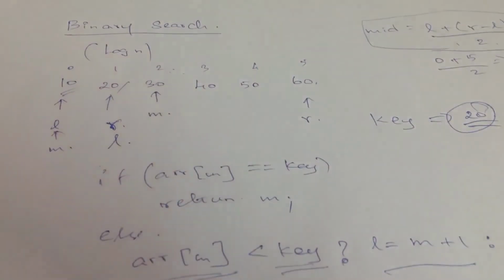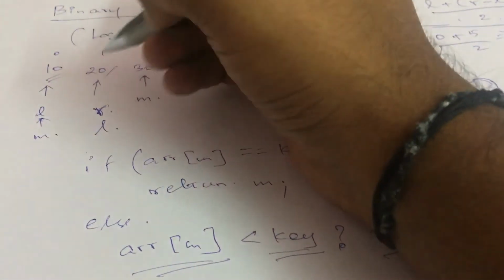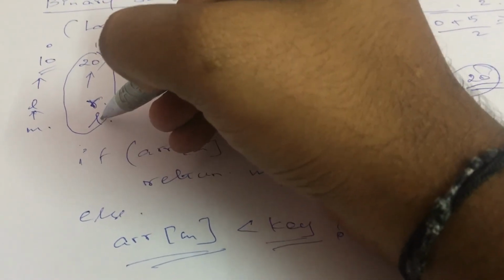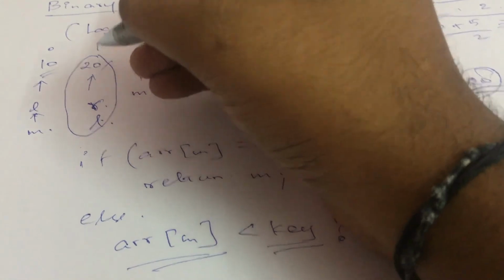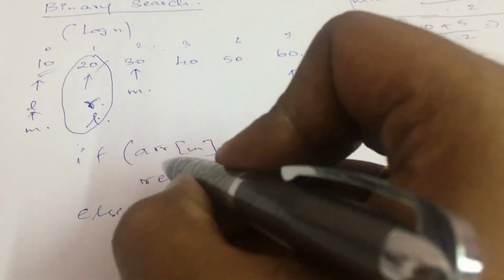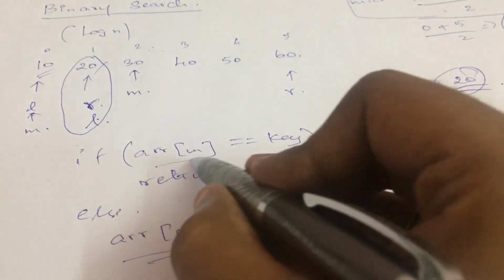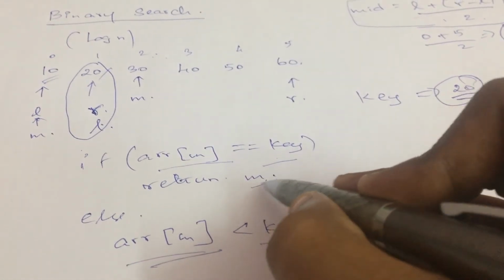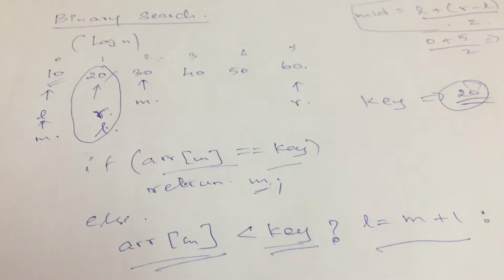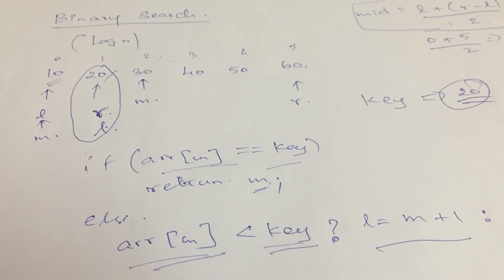So see here in this particular input, 20 is now pointed to by both R as well as L. So what will be the middle element? Obviously the middle element is also equivalent to 20. So now I'll just come here to check for the value. So array of m, where the middle element is equal to key, that is 20. So I'll return the value m, right? So m is nothing but it will return the index position as 1.